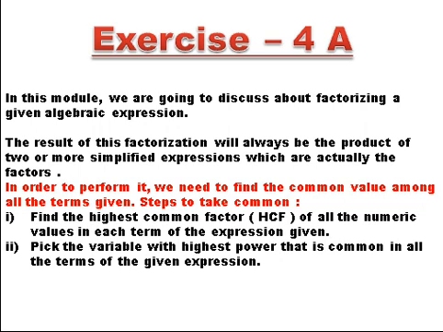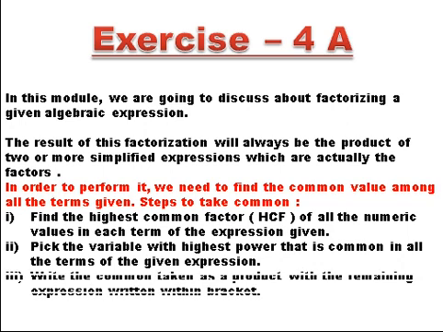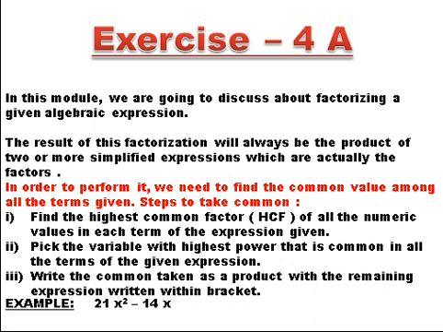Then the second step, we are going to pick the variable with the highest power that is common in all the terms of the given expression. That means we are going to pick the common value from the numbers also and then from the variables too. The last step, we need to write the common taken as a product along with the remaining expression written within the bracket. So these are the three steps that we need to follow for finding the factors.